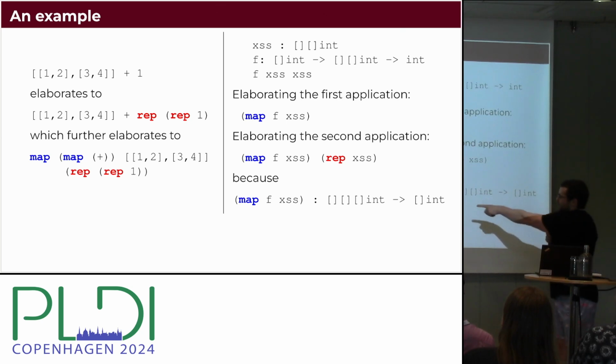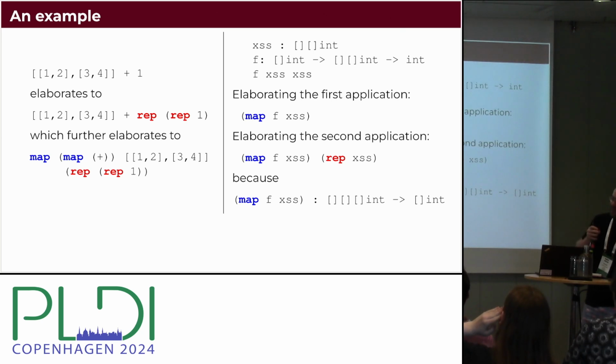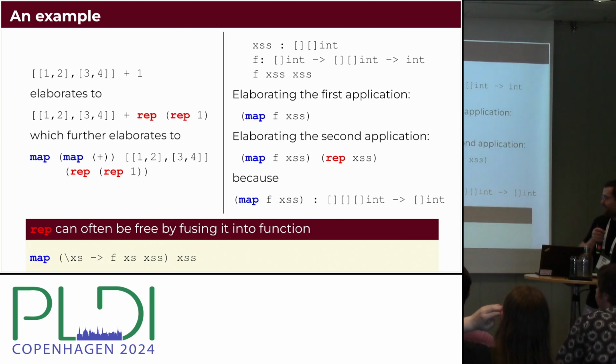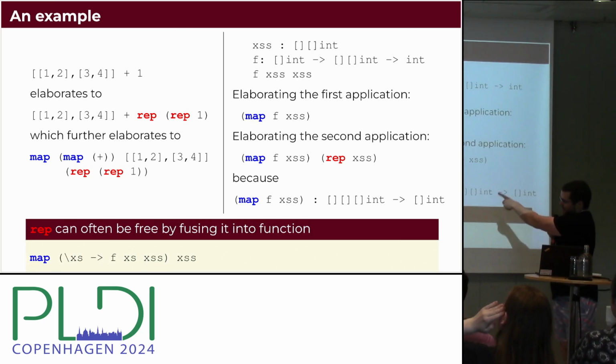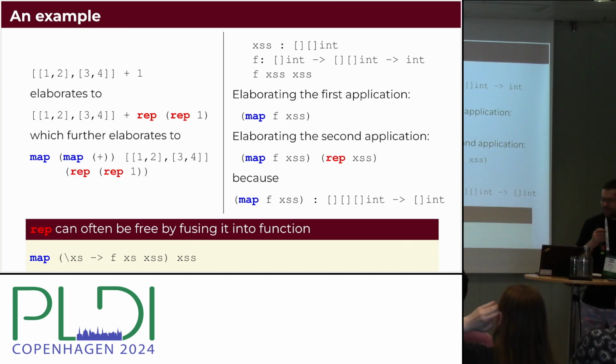And you can see that with the type of map of f xss here. And you might think, well, you don't really want this rep. And in practice, you don't actually need it, because many reps like this that you need because of previous maps can be fused away. So you can often get rid of these extra reps by fusing them into the function by doing this lambda expansion right there, eta expansion.